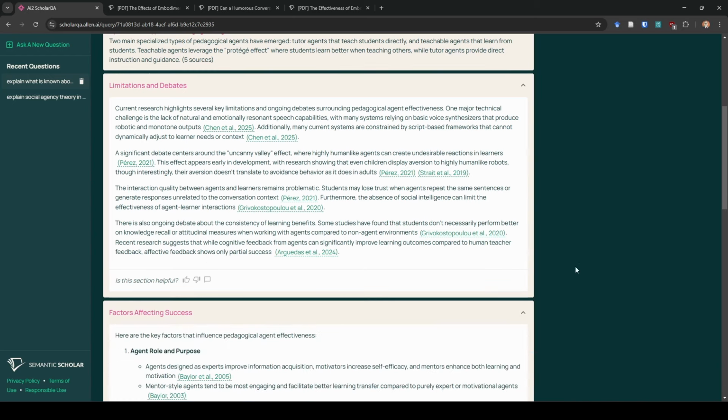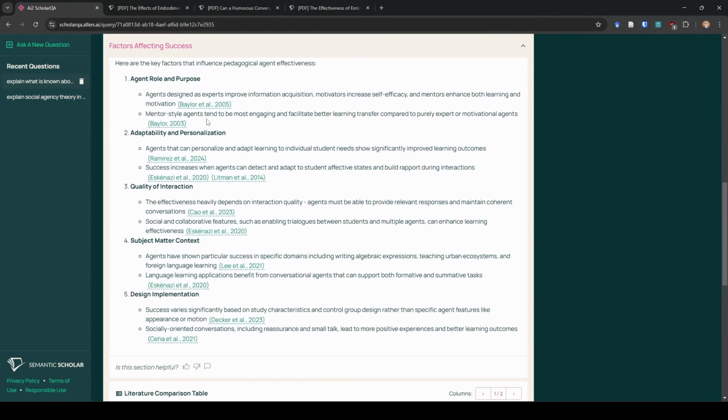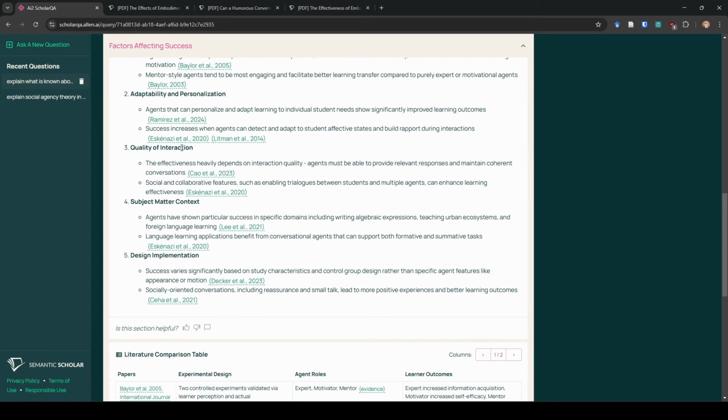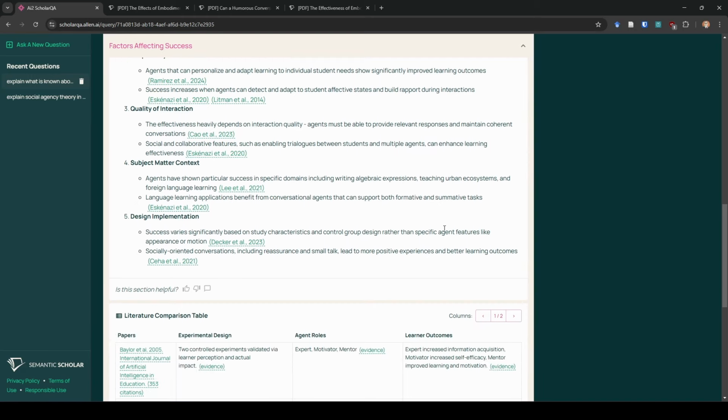So let's look at what they see for factors affecting success: agent role and purpose. I am so glad that this is the first thing that they mentioned. In my opinion, this is the most important thing. Why are you even including this virtual character in the system? Wonderful. I'm glad that they cited Baylor's papers here. These are heavy-hitting papers in the field about the agent's role. Adaptability and personalization, quality of interaction, subject matter, and design implementation. Okay, all these things are great.